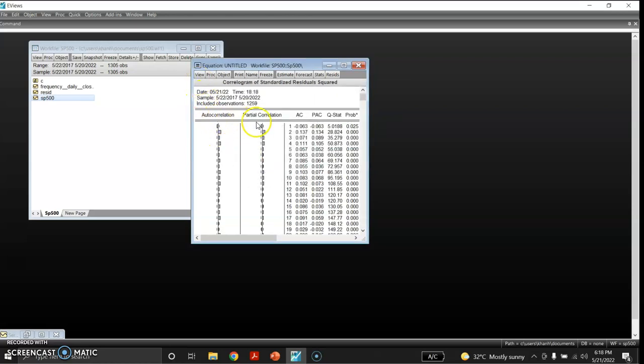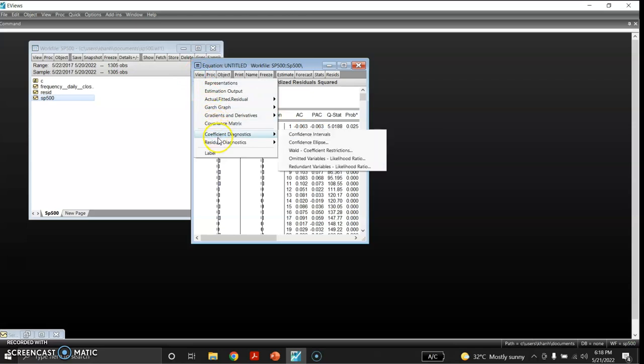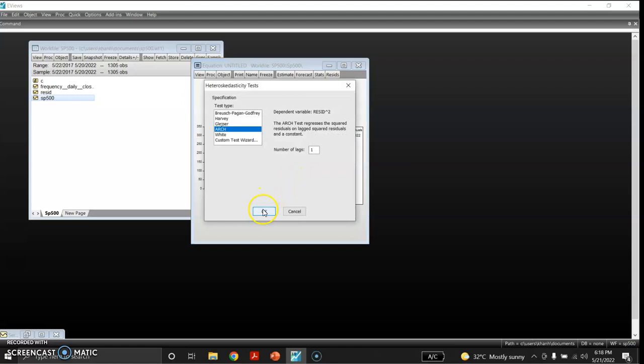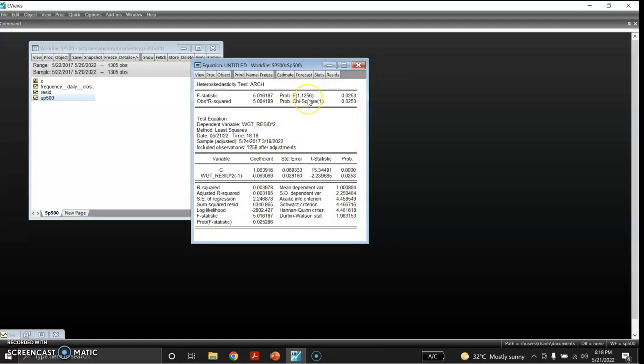These are the autocorrelation and partial correlation coefficients, partial autocorrelation. And after that, I'll show you the normality histogram. So the Jarque-Bera test is here, and the p value is less than 0.05, so this doesn't follow normality. And here is the ARCH LM test, and this test shows that the null hypothesis will be rejected at 5%.